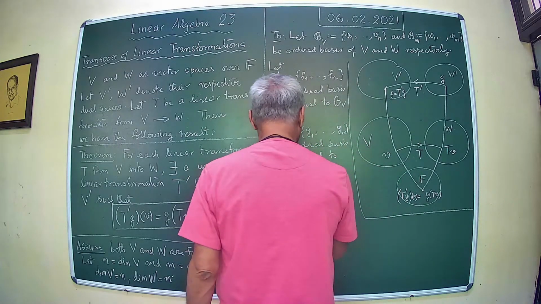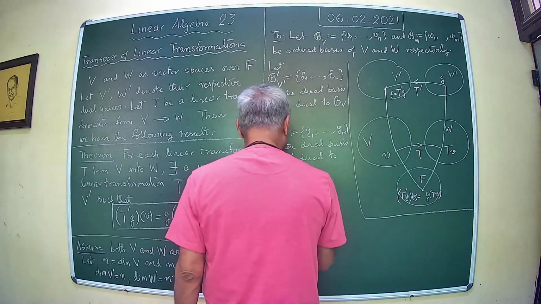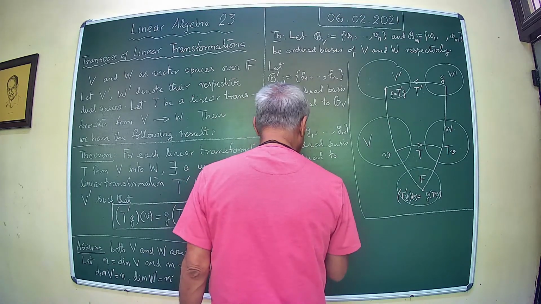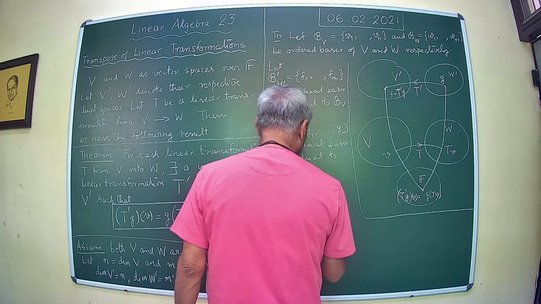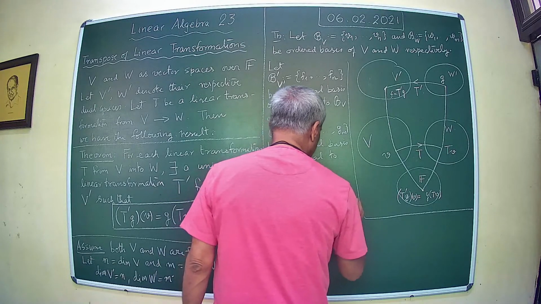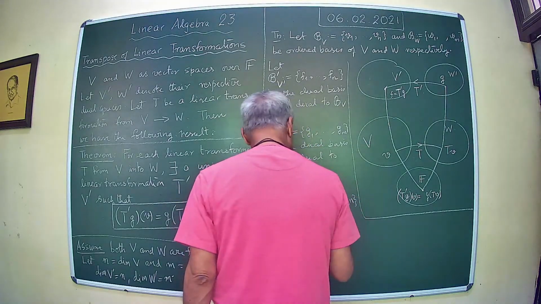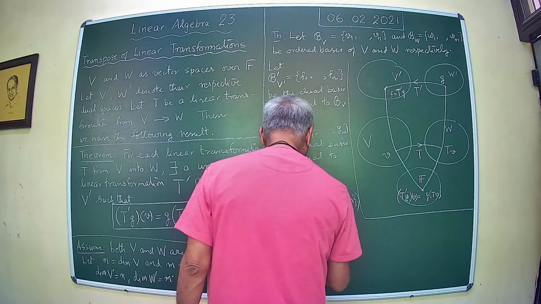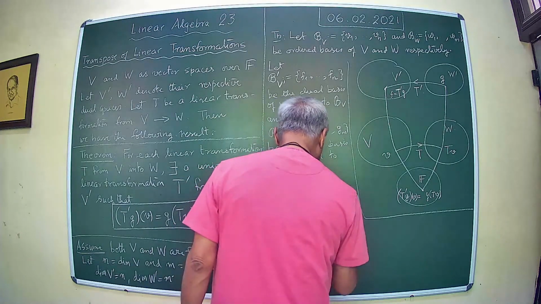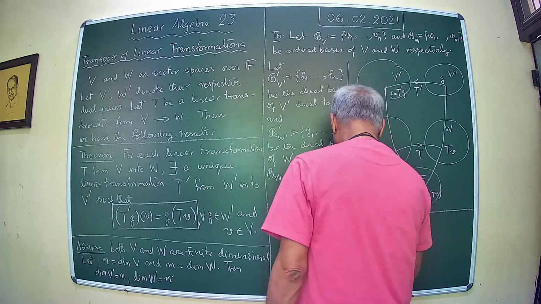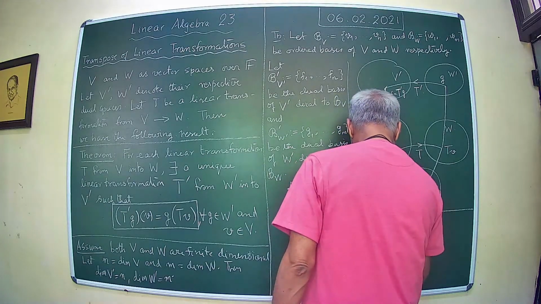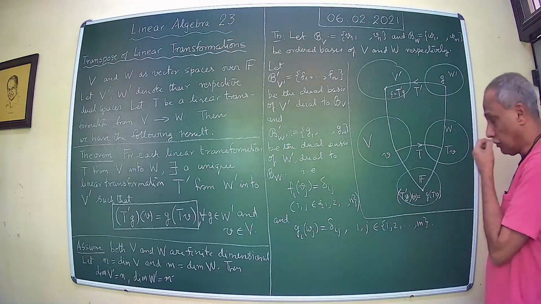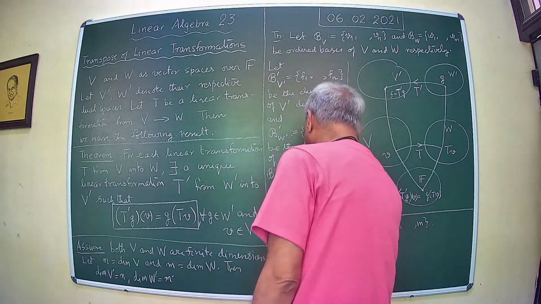That is, we have Fi of Vj equal to delta ij for i, j belonging to n, and Gi of Wj equal to delta ij for i, j belonging to m. Then what we have proved is the following.